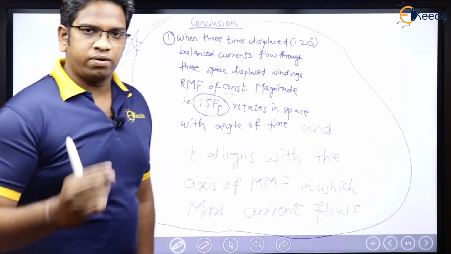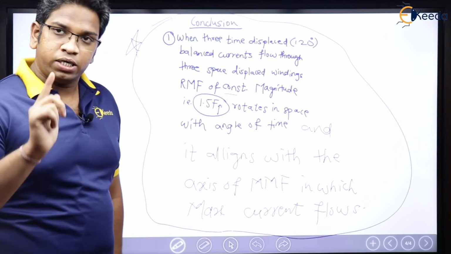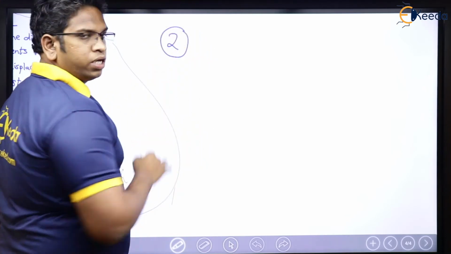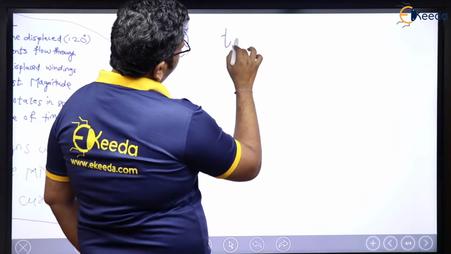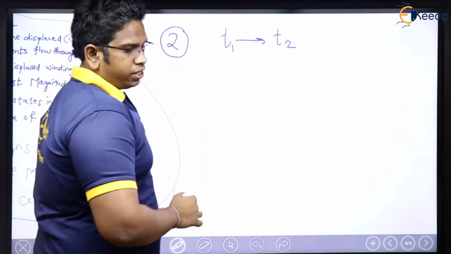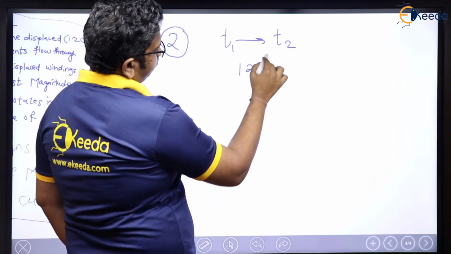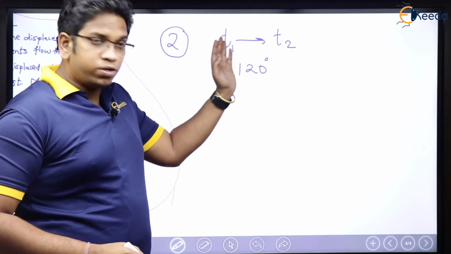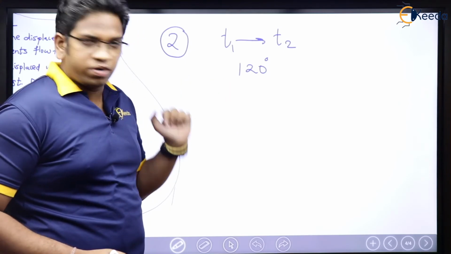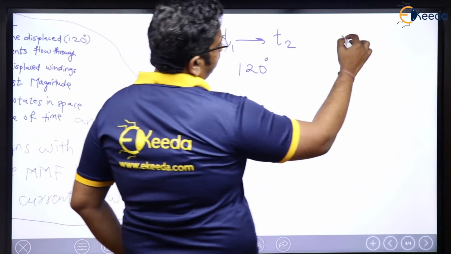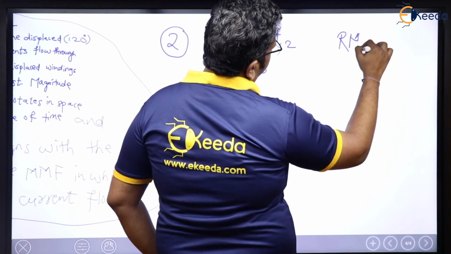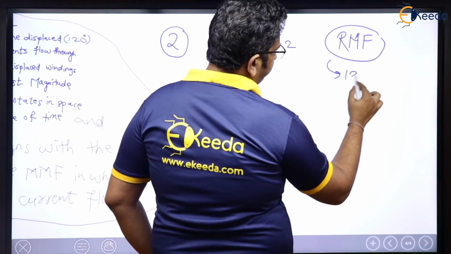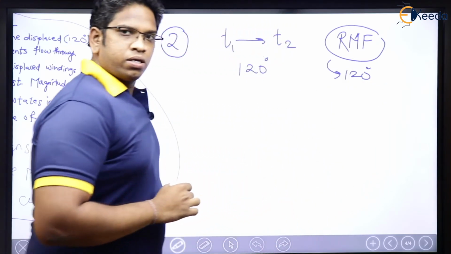Now, see here. Very important point. Second conclusion. If we observe, from T1 to T2 when we went, we displaced by 120 degrees in time, and then in space we got the rotating magnetic field RMF, and in space it got displaced by 120 degrees. We agree with that, right?